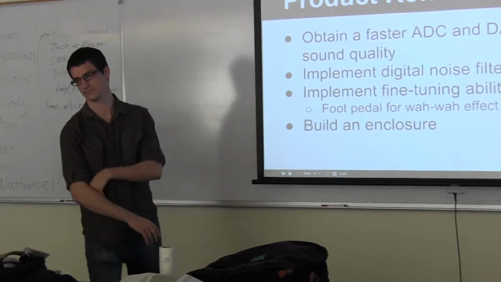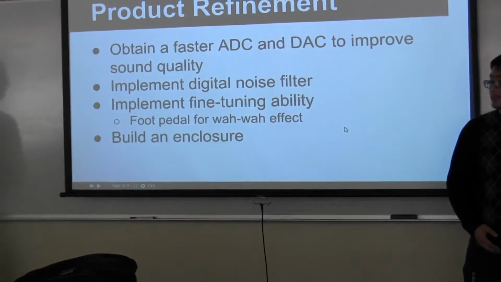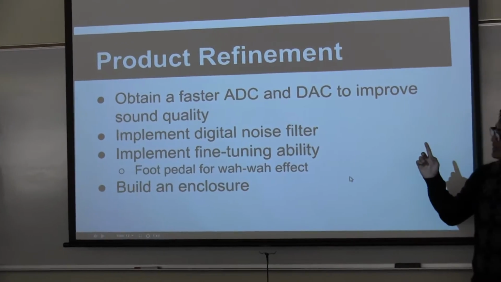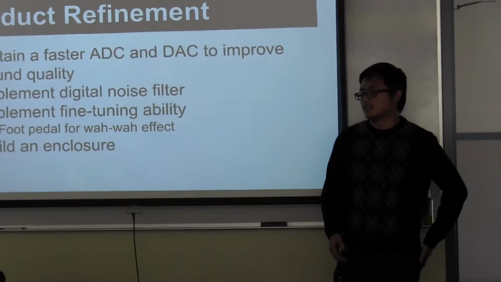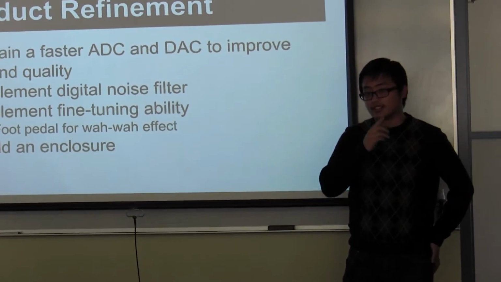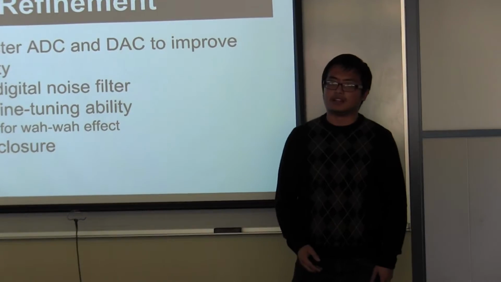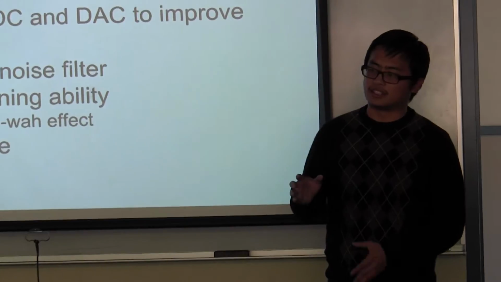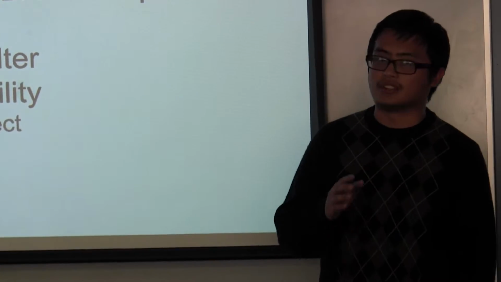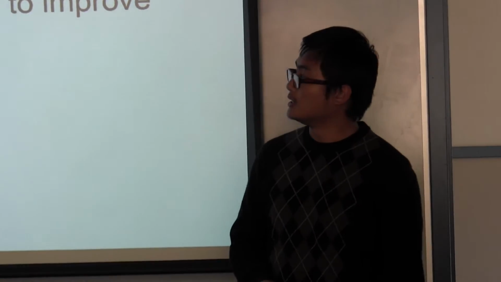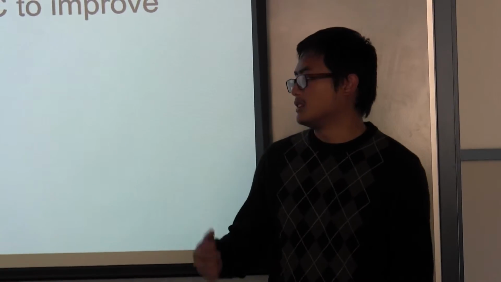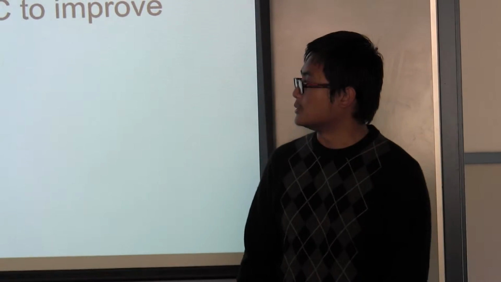So basically, for future refinements and updates, one, we want to get a faster ADC and a DAC. When we had the faster ADC, the 1 megahertz samples per second one, it was sampling pretty great, but it was a little bit limited by the DAC. So some of the higher frequencies we were having a little trouble with. Having a faster DAC would help with that too.